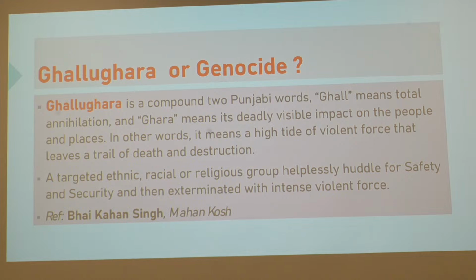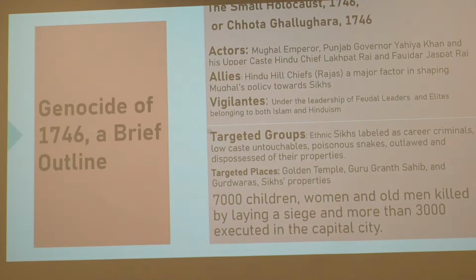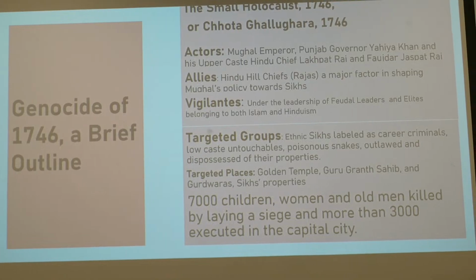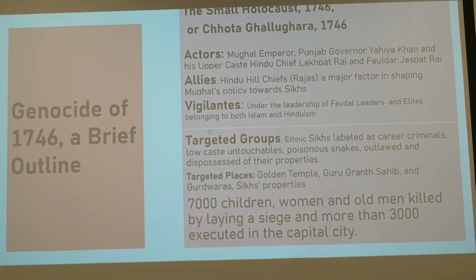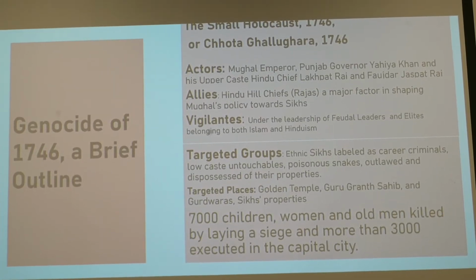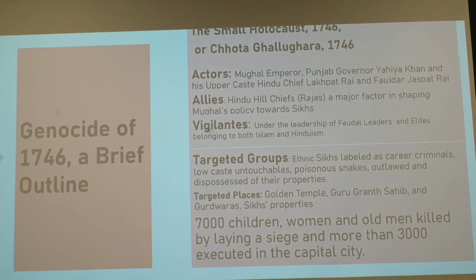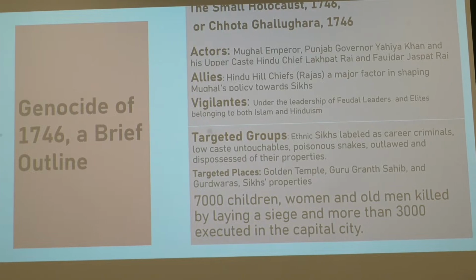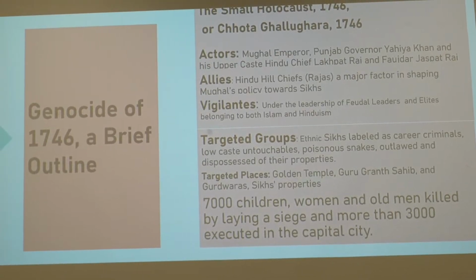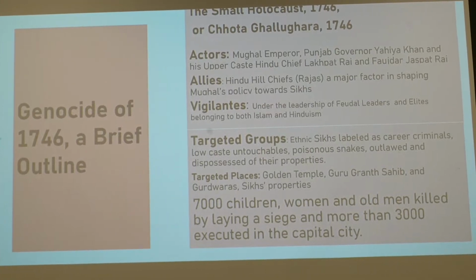Allies: Hindu hill chiefs were a major factor in shaping Mughal policies towards Sikhs. Vigilantes: under the leadership of feudal lords and elites, known as Chaudhries, belonging to both Islam and Hinduism. The targeted group: Sikhs, called career criminals, low caste untouchables, poisonous snakes, outlawed and dispossessed of their properties. Places targeted: the Golden Temple, Darbar Sahib, and Guru Granth Sahib. They were the main target. Seven thousand children, women, and old men were killed, and 3,000 were arrested.